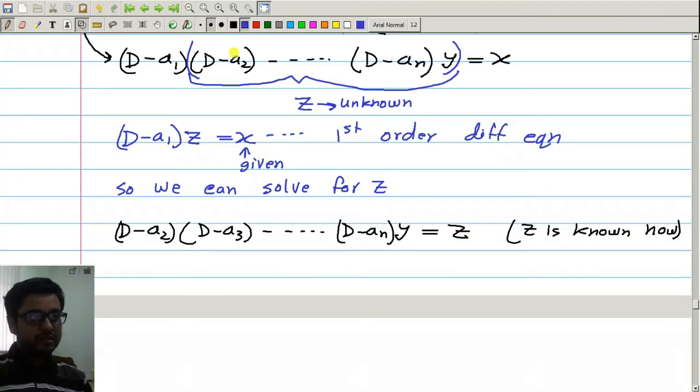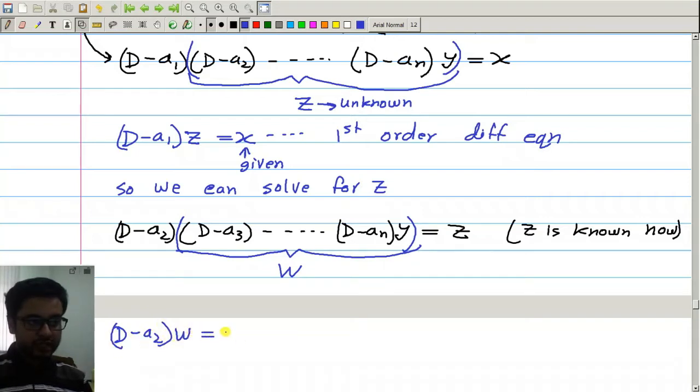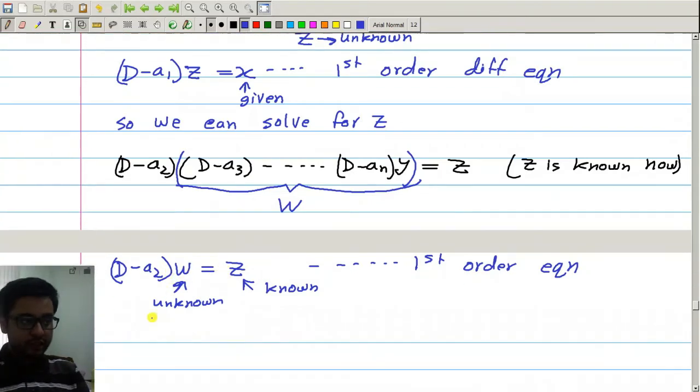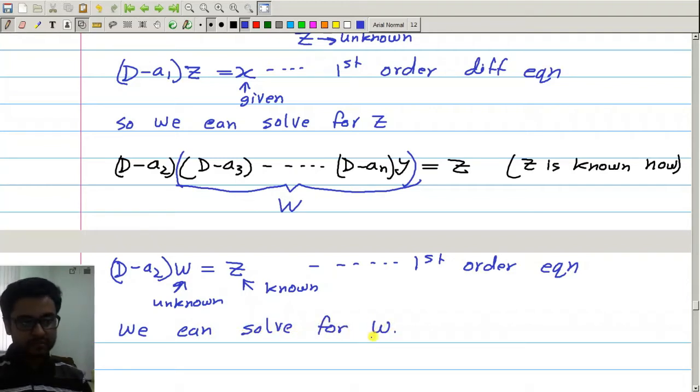So now let me define this part as a new signal, call it maybe W. Once again, (D minus a2) acting on W is equal to z, where z is known, W is unknown, but this is a first order equation and we know how to solve it, so therefore we can solve for W. Once we know W, then we will repeat this process.